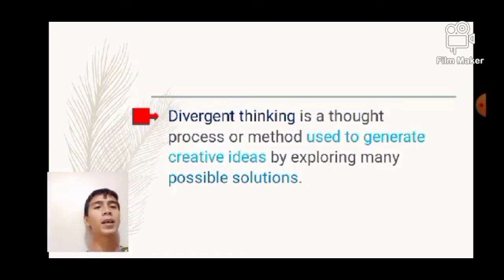Divergent thinking is a thought process or method used to generate creative ideas by exploring many possible solutions. For example, a girl who solved a mathematical problem used a different solution, but the outcome is the same.